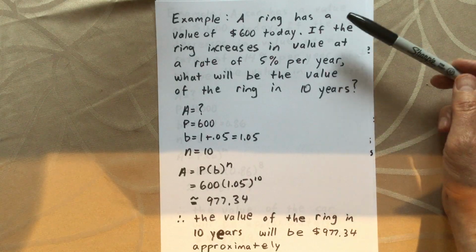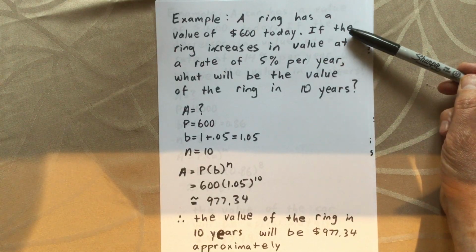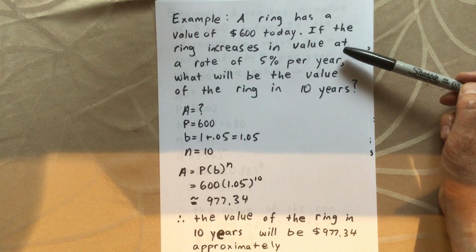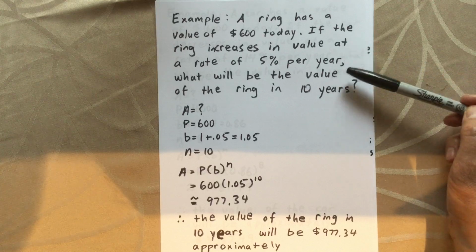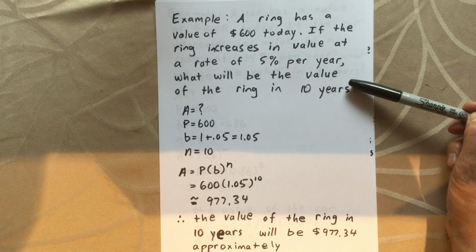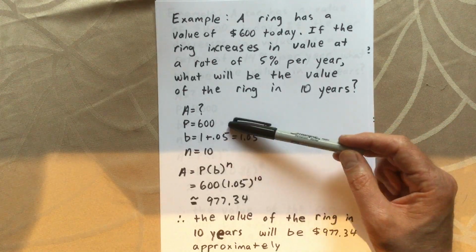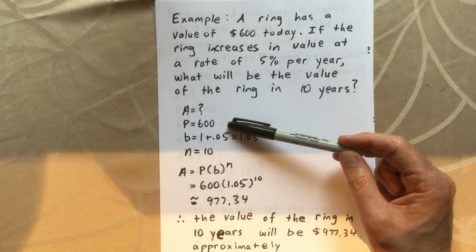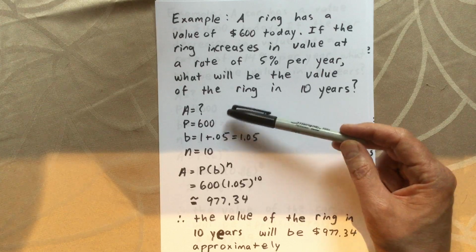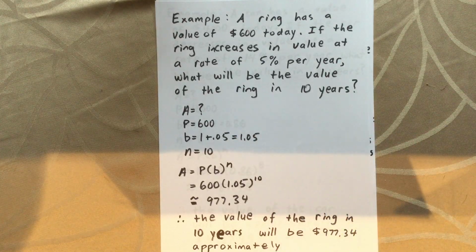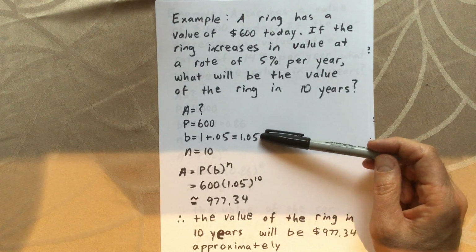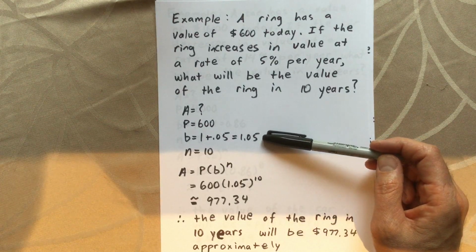Here's an example. A ring has a value of $600 today. If the ring increases in value at a rate of 5% per year, what will be the value of the ring in 10 years? Well, A is question mark. Now, P, the principal, is equal to 600. That's the amount before any multiplying takes place. It's originally worth 600, and we want to know how much it's worth after 10 years. B is 1 plus that rate, so 1 plus 0.05, which is 1.05.